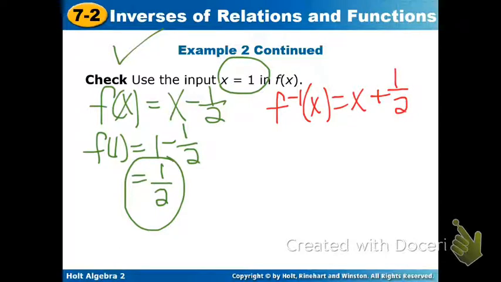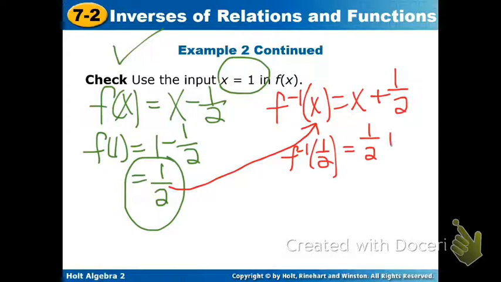Yeah, x plus half. Okay, so now let's take the 1/2 and we're going to put that into our inverse. So, replacing with the half, we would end up with a half plus a half, and a half plus a half equals 1. So did these inverses undo each other? Yes. Did we start and end with a 1? Yes.